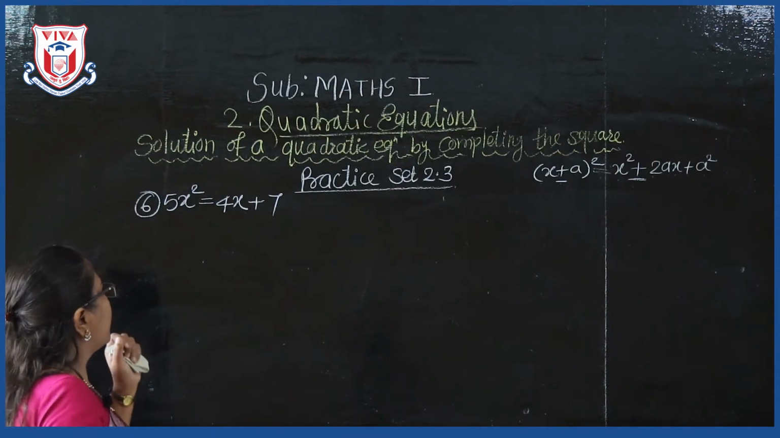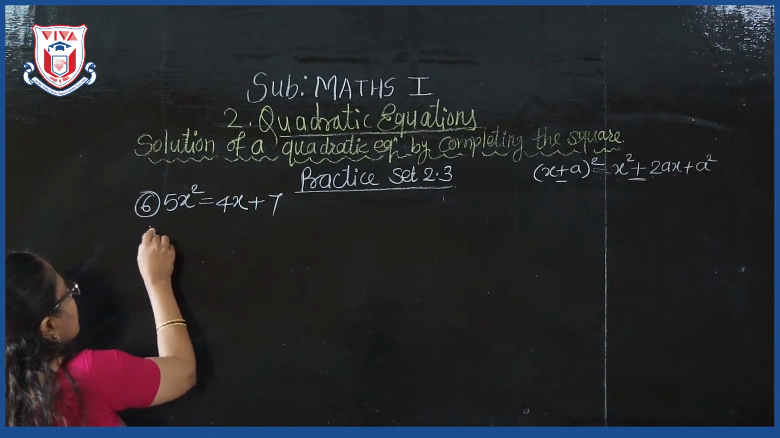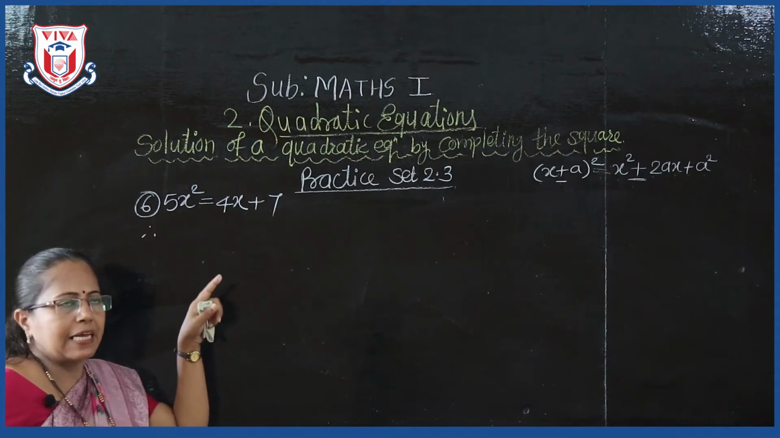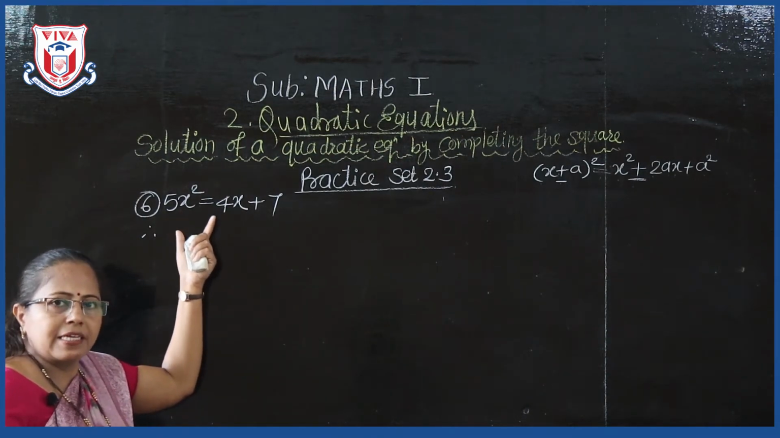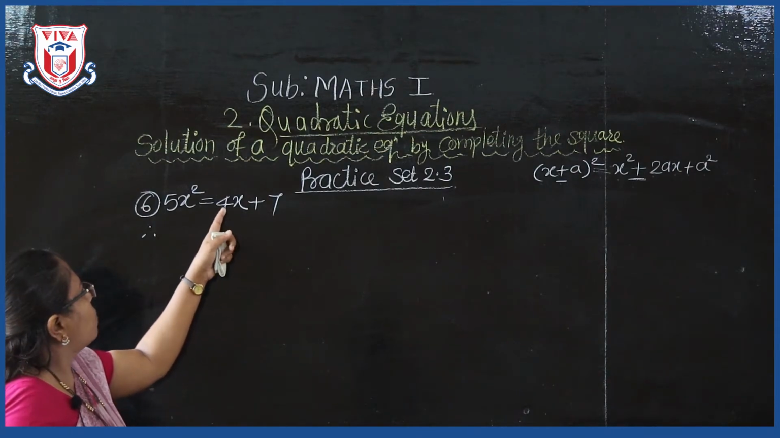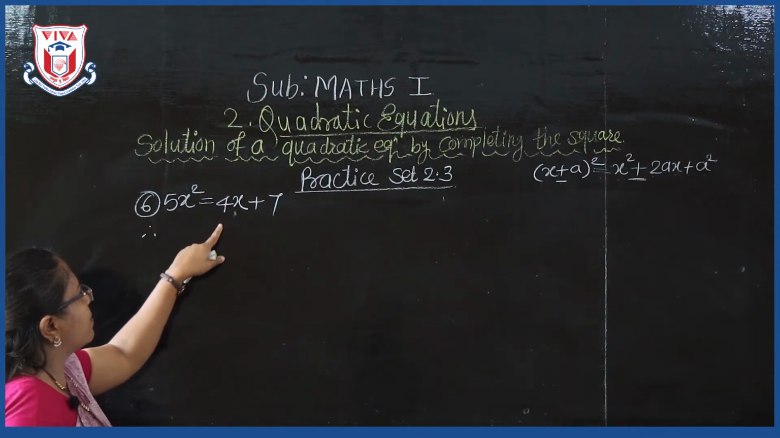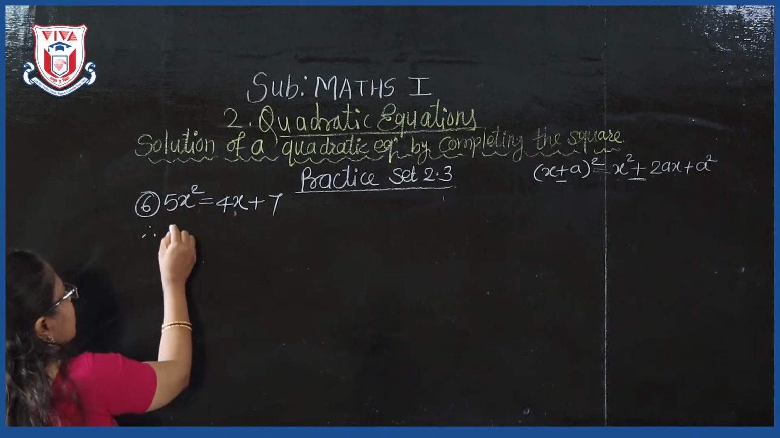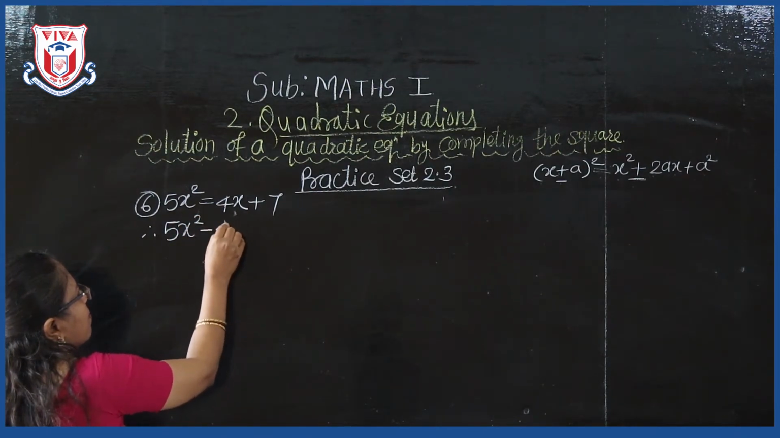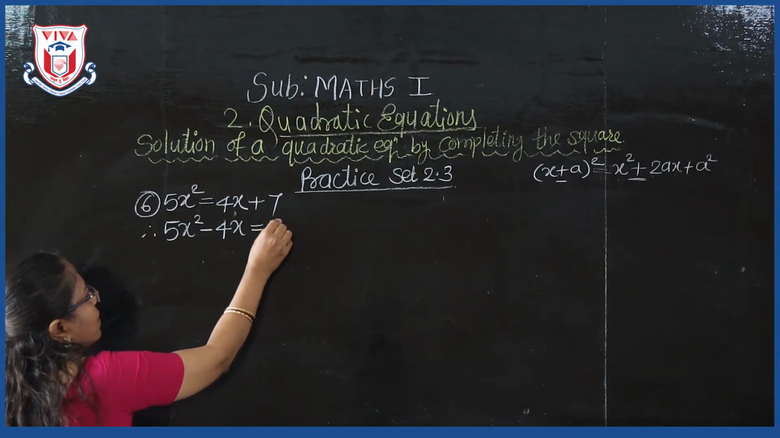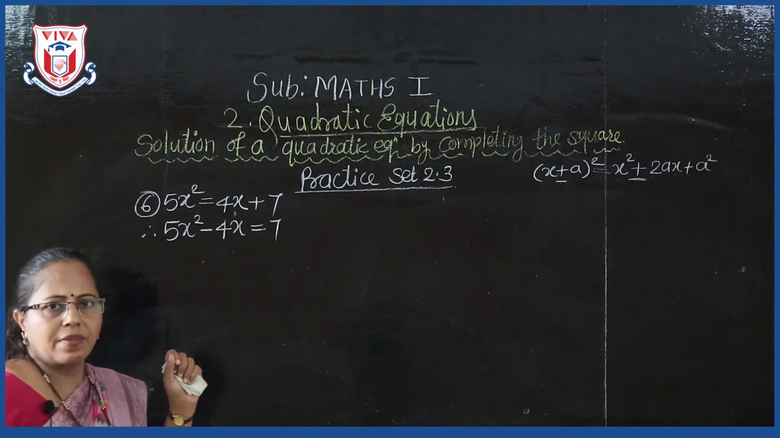Okay, students, as we saw in the first example, on the left hand side we have to keep the x variable terms. So for that, this 4x we have to take on the left hand side. Therefore, 5x square minus 4x equal to 7.